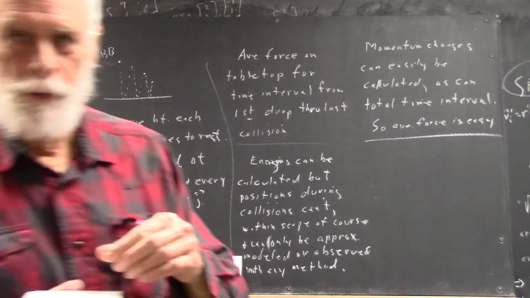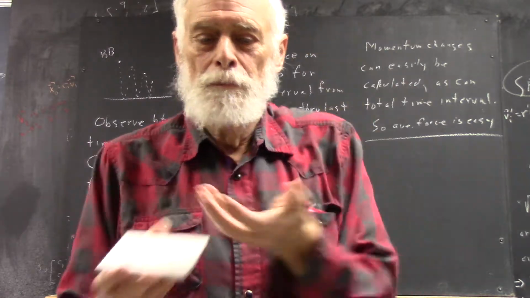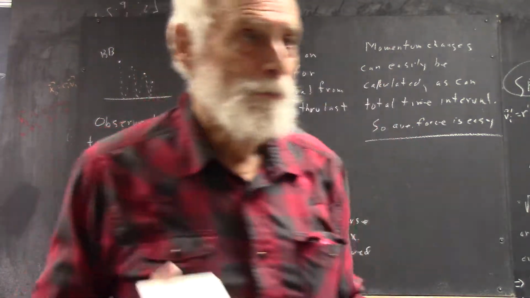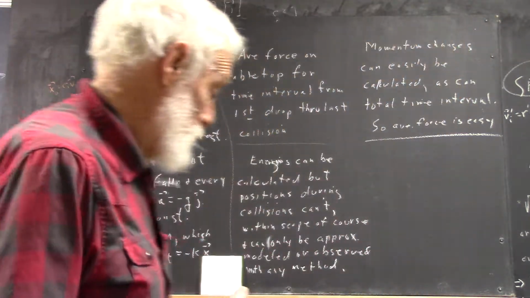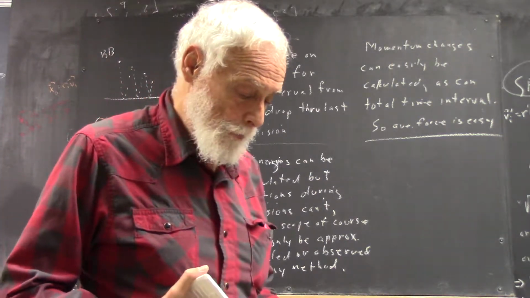Okay, now I'm going to try to demonstrate this. Obviously, you might not be able to see the BB. There it is, okay? It dropped from here, bounced about here. Probably at least a 90% coefficient of restitution. Now what I'm going to do, I'm going to try to do this.